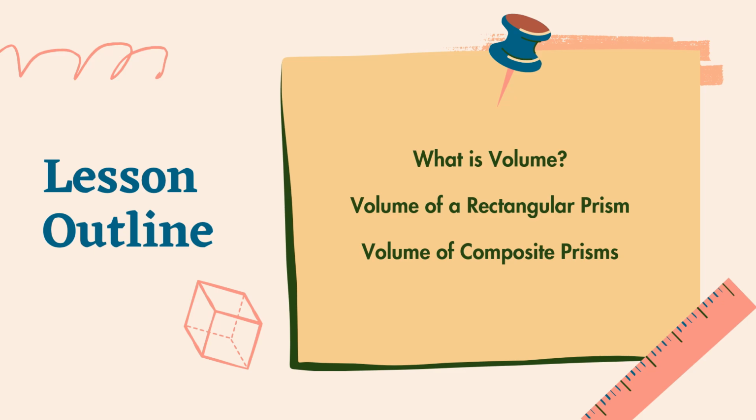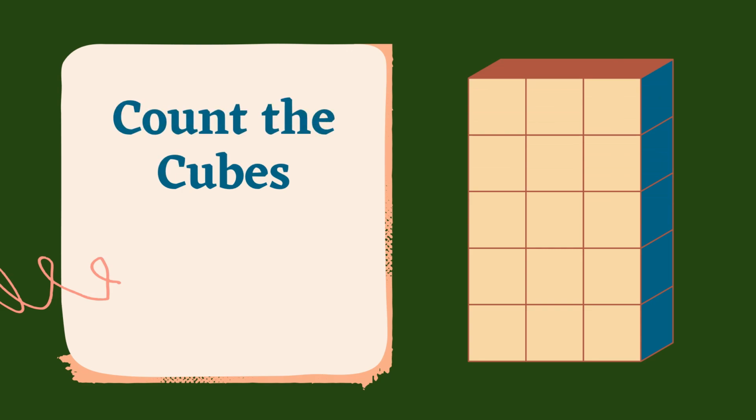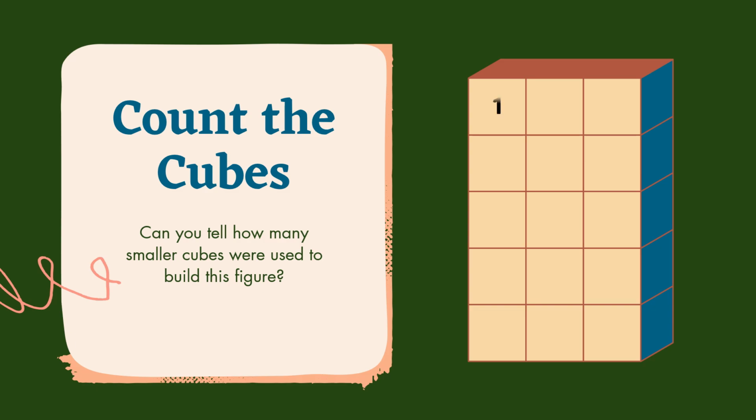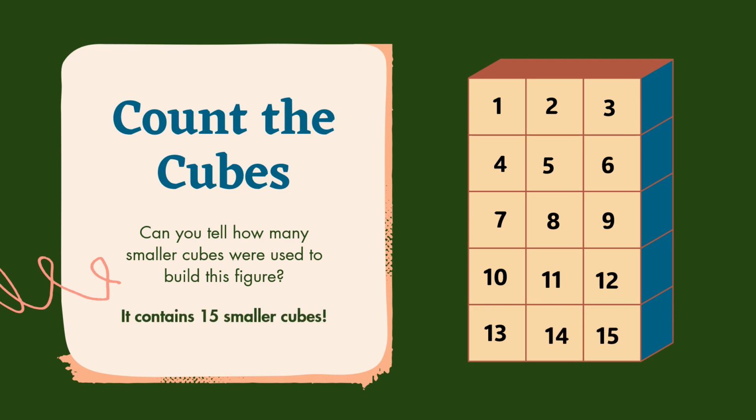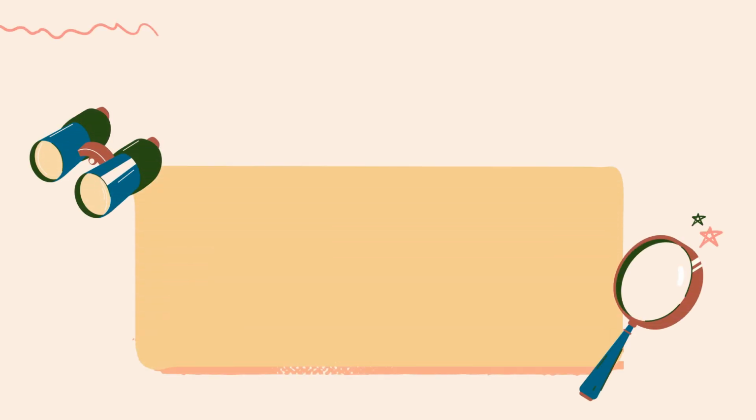Okay, let's get started. Count the cubes. Can you tell how many smaller cubes were used to build this figure? Alright, let's count the smaller cubes. 1, 2, 3, 4, 5, 6, 7, 8, 9, 10, 11, 12, 13, 14, and 15. So it contains 15 smaller cubes. Right, let's proceed to our lesson proper.